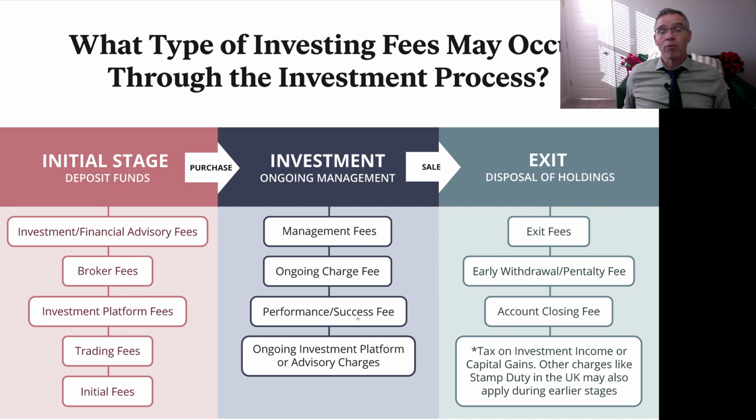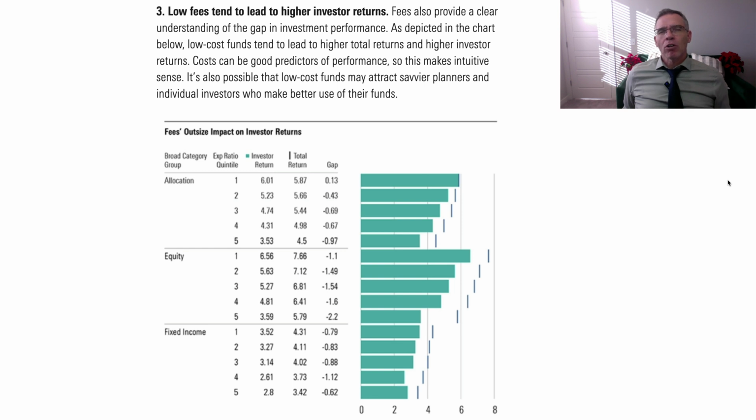You may have some performance or success fee. If they do really well for you and earn you a lot of money, you're going to pay them a bonus. You may have some exit fees when you go to get out of your investment, or perhaps an early withdrawal or penalty fee. So lots of different types of fees can start to add up, and when you start to sum all of those together, the average investor is paying 1.5% to 2%. That is astounding.